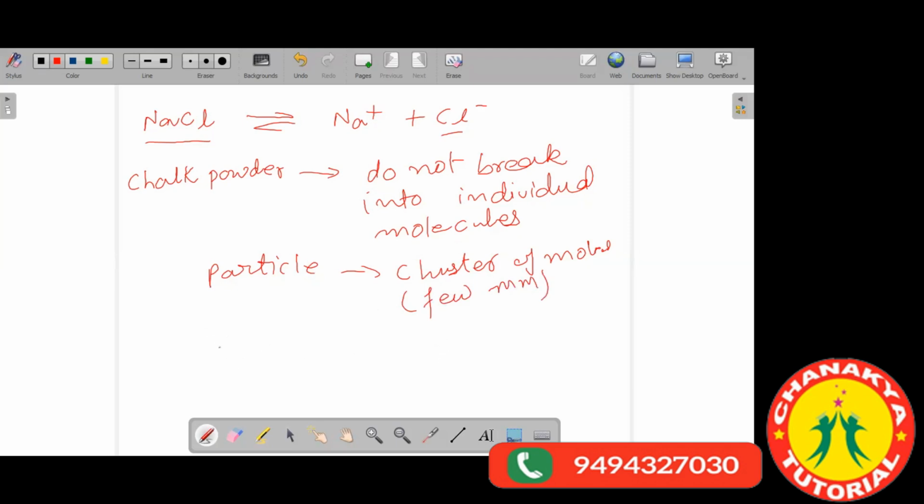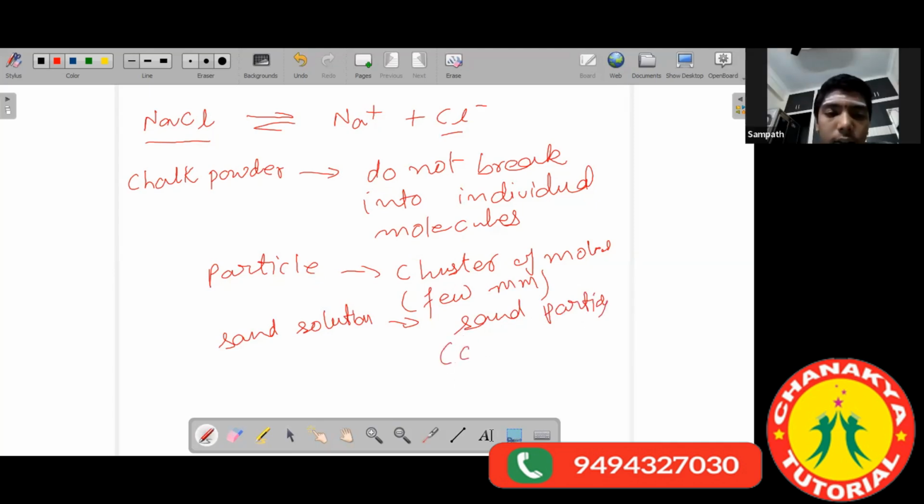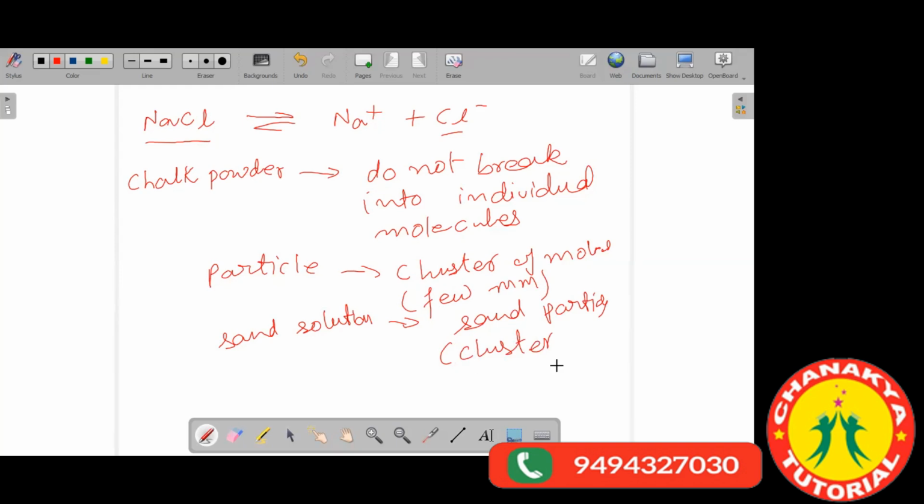Even if you make a solution of sand, the particles of sand are again clusters of molecules. A sand particle is a cluster of molecules. Sir, these two solutions will not be stable for much time, no, sir? Yes, they will not be stable for much time, since it is again a cluster of molecules.